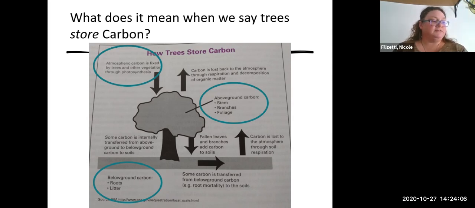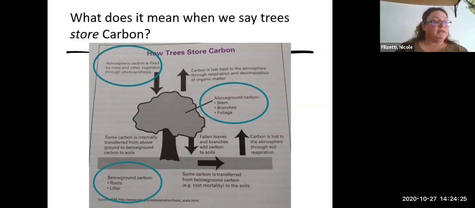Another word for this process of storing carbon is carbon sequestration, and you'll hear me say that a few more times today. Looking at this picture, what are the ways that the carbon which isn't stored moves back into the atmosphere? So the parts of the graphic that aren't circled in blue.